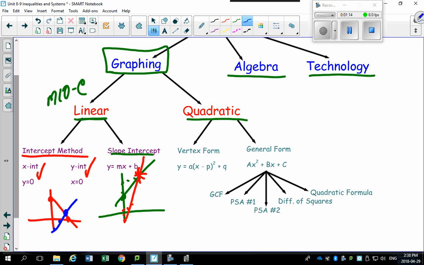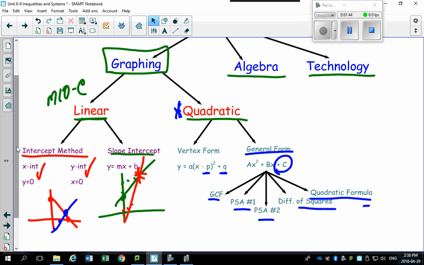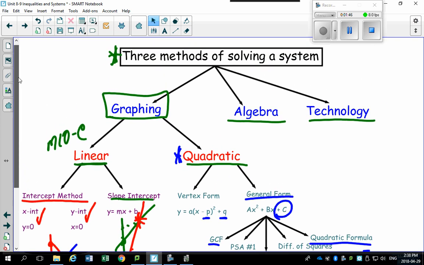That's the intercept method. Quadratic method, of course, we know if it's given in this form, away we go. Put the vertexes down. Find out where they actually end up. Or if you've got the general form, yes, you know that that's the intercept. But then we could GCF, we could PSA1, PSA2, difference of squares, quadratic formula. We could even complete the square and figure out how to graph this nicely. Boy, that seems like an awful lot of work. Well, in fact, yes, it is. Wait till you see the next podcast. That's a lot of work.